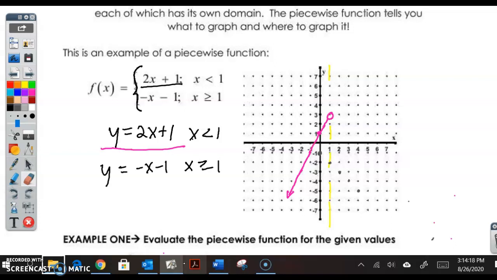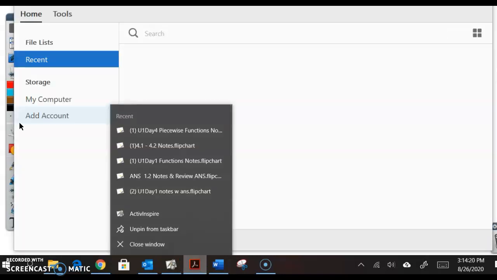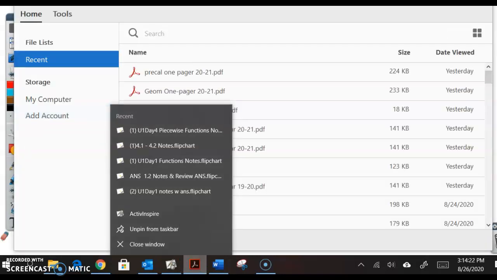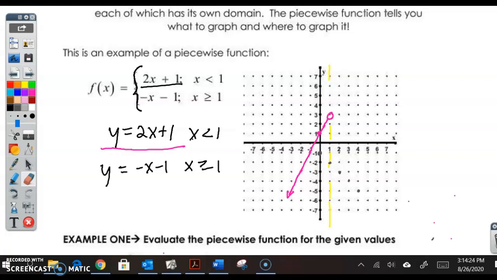Sheesh! Let me try that again. Oh my gosh, what just happened? Really? It's fine. Everything's fine. I was going to erase this gray dot there. Okay, now back to my gray line, and I'm going to draw it.